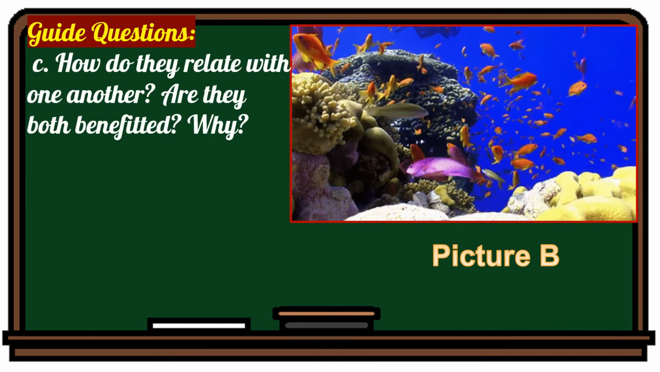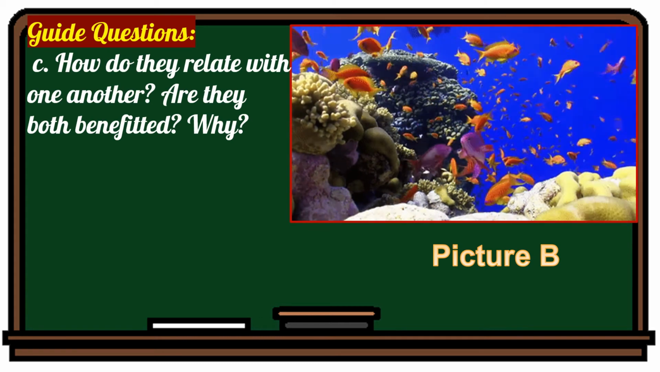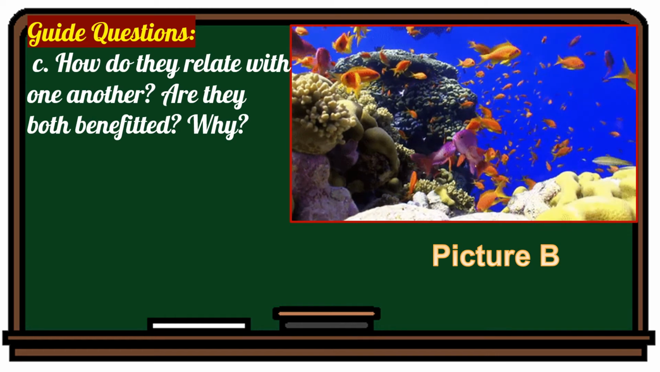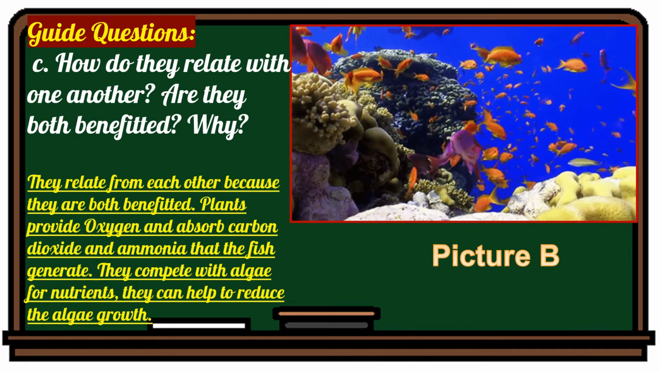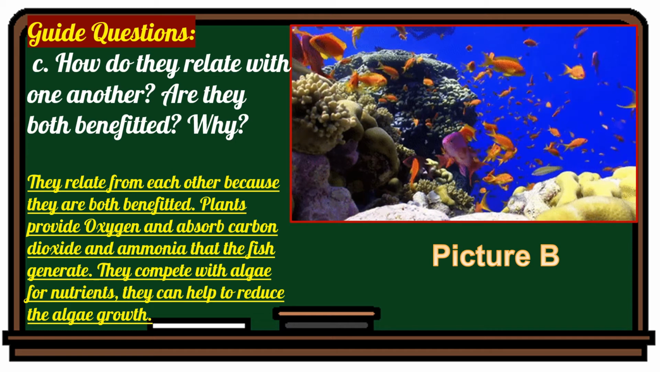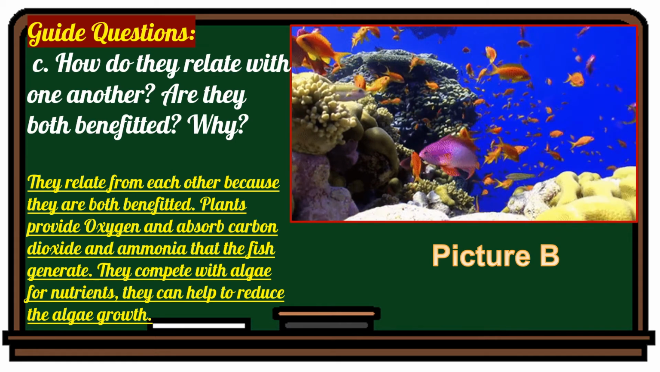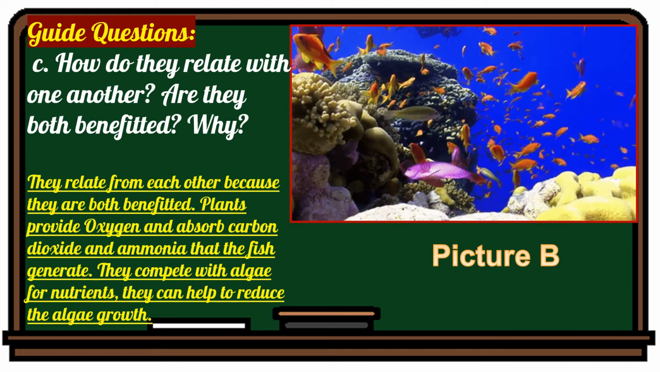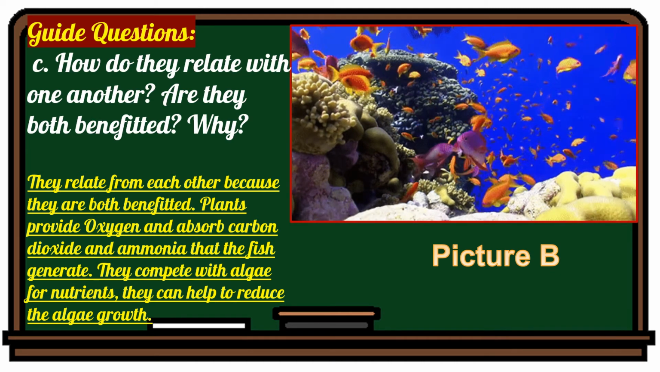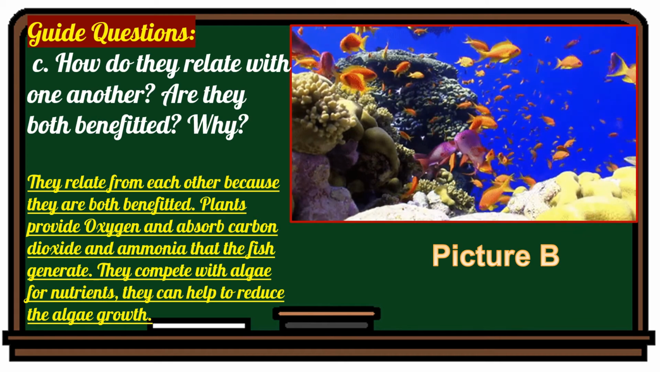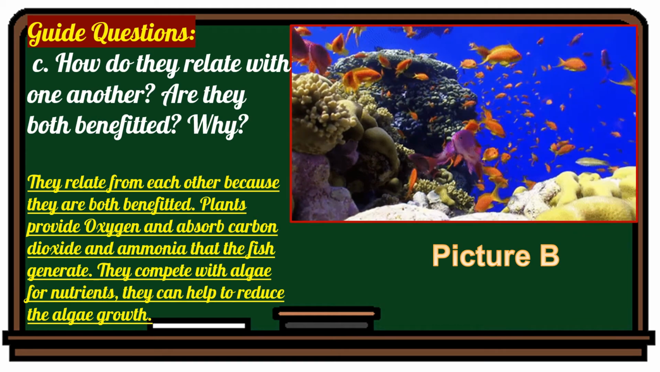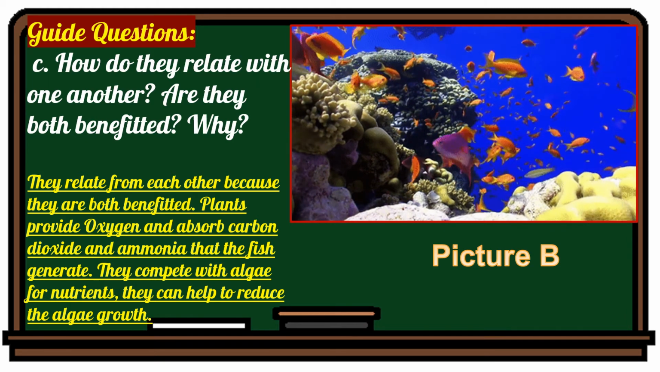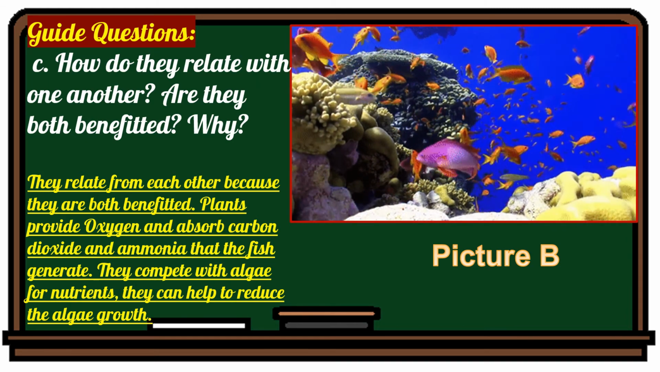For letter C question, how do they relate with one another? Are they both benefited? Why? They relate to each other because they are both benefited. Plants provide oxygen and absorb carbon dioxide and ammonia that the fish generate. They compete with algae for nutrients. They can help to reduce the algae growth.